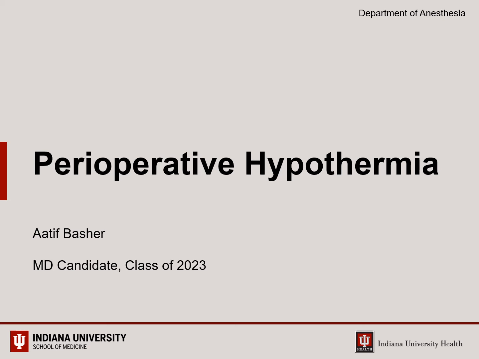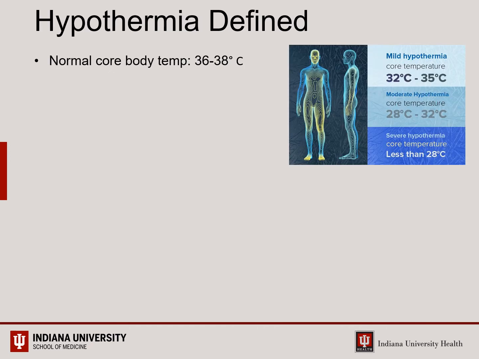I'm going to talk about perioperative hypothermia. So the normal core body temperature is about 36 to 38 degrees Celsius. Hypothermia is defined as anything below 35 degrees Celsius.